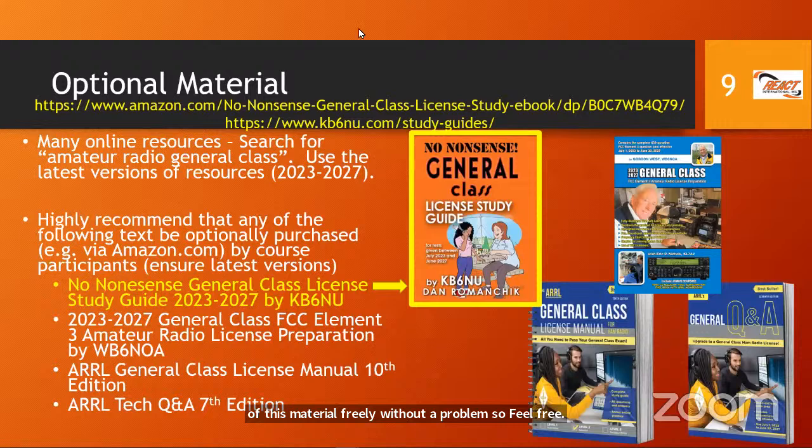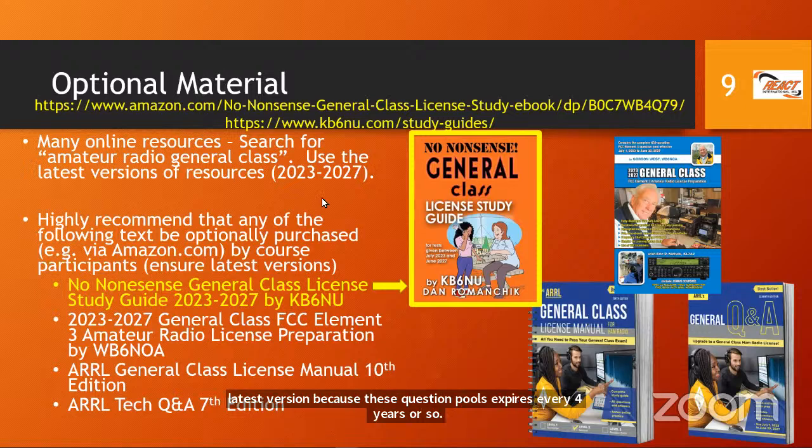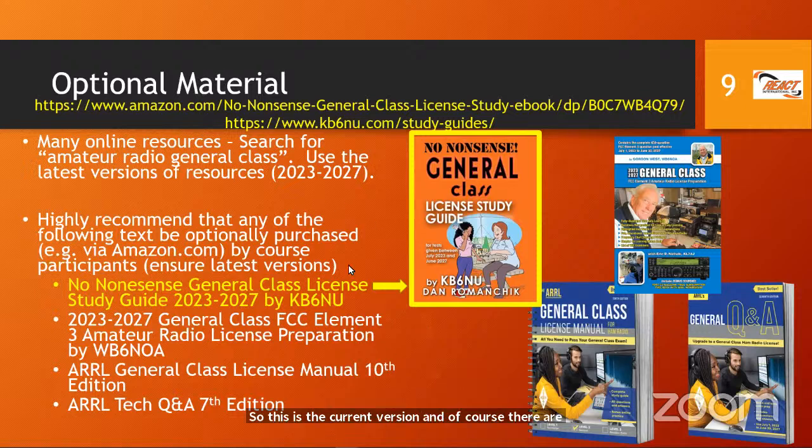Again, just a reminder, we are using the No Nonsense General Class License Study Guide, the current version for exams between 2023 and 2027. So if you're buying the book, make sure you get the latest version, because these question pools expire every 4 years or so. So this is the current version. And of course, there are several other very good texts that you can avail yourselves of. So feel free to purchase at your discretion.